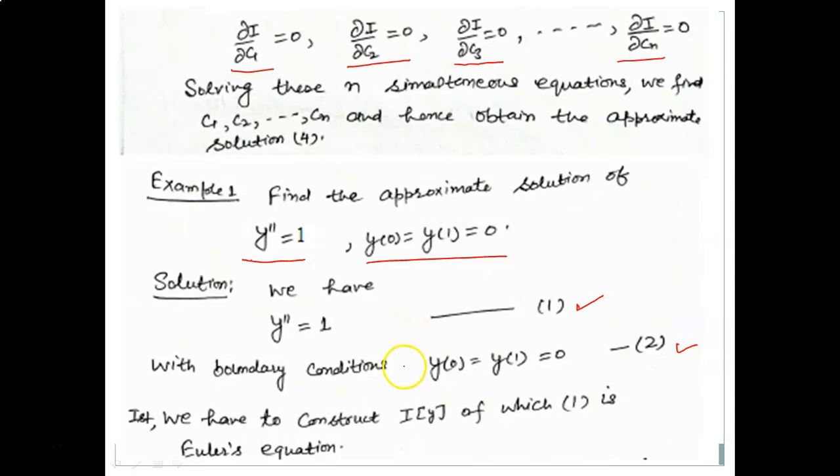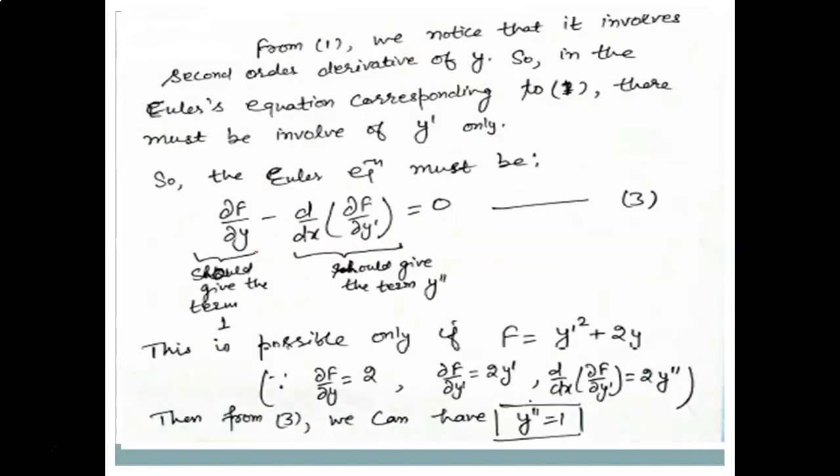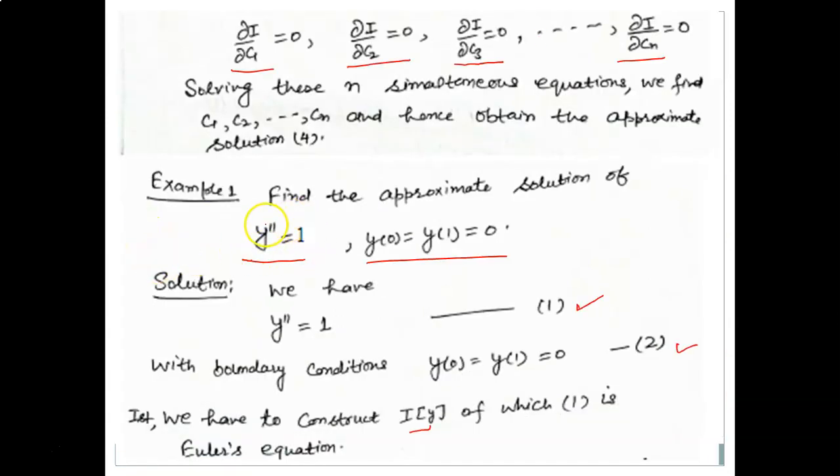First we construct I(y), that is the functional, for which the Euler equation must be this one. You have to construct this I(y) in such a way that when you form the Euler equation for it, the solution of that Euler equation comes out to be this one. So let us see how we can construct this. How to think about formation of this kind of functional? From equation 1, we notice that it involves the second order derivative of y, y double dash.